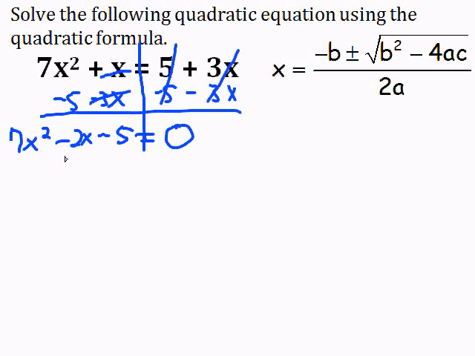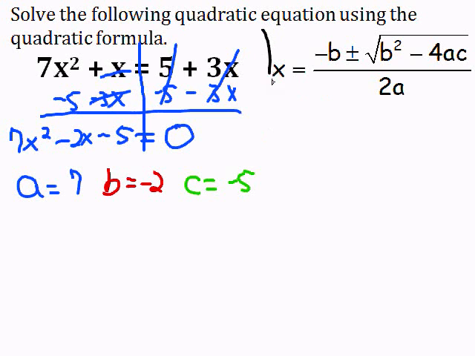Now that I have the equation in standard form, ax squared plus bx plus c equal to 0, I need to identify my a, my b, and my c values. The a is the coefficient of x squared, so a is going to be equal to 7. The b is the coefficient of our x term, so it's negative 2. And the c is the constant, which in this case is negative 5. Now that we know what a, b, and c are, we're going to substitute them into the quadratic formula and then simplify to solve.